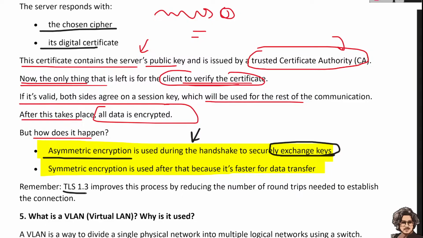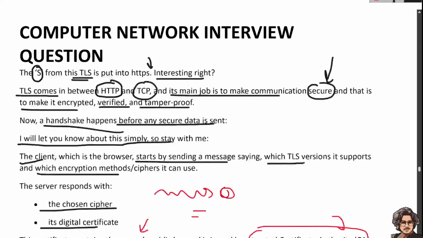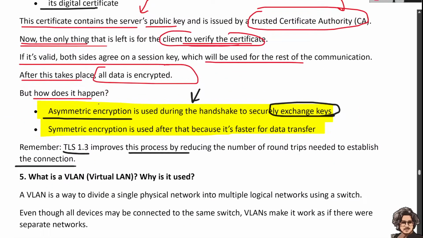Remember that TLS 1.3 is improved because it reduces the number of round trips needed to establish the connection. Okay. So what is SSL, how does SSL work, and what happens in the handshake? So we know that.